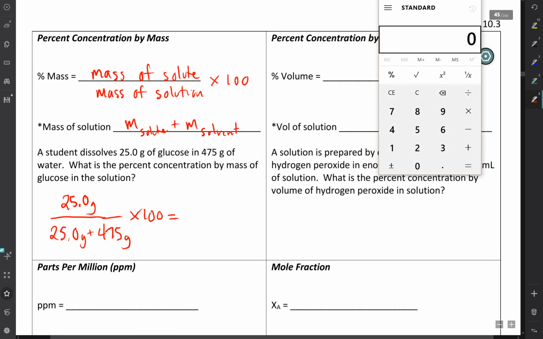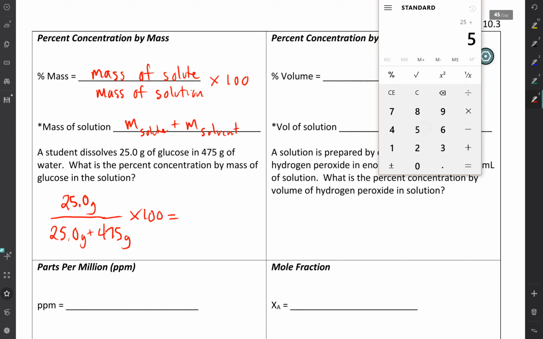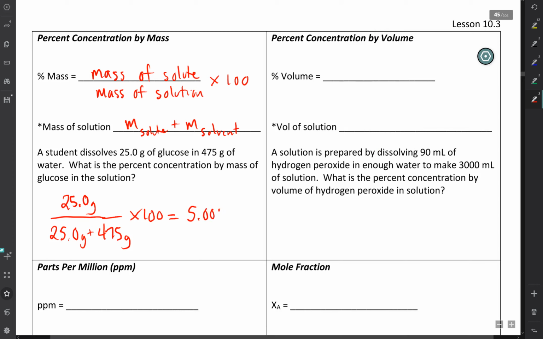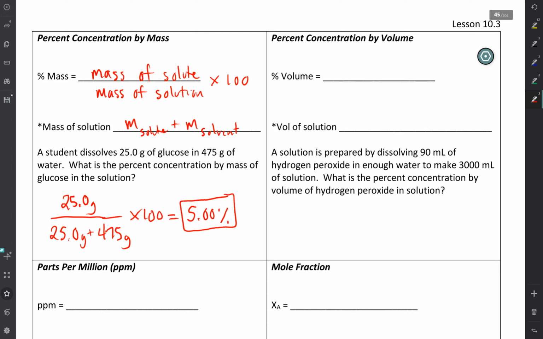I'll pull up my calculator. 25 divided by 500 times 100 because it's a percent. And we end up with something that's 5% by mass. If I'm going to pay attention to significant figures here, why not? 5% glucose by mass. So hopefully that one's pretty easy to follow. If I'm looking for the percent concentration by mass, I need to know something about the mass of my solute, my solvent, so that I can ultimately find the mass of the solution.